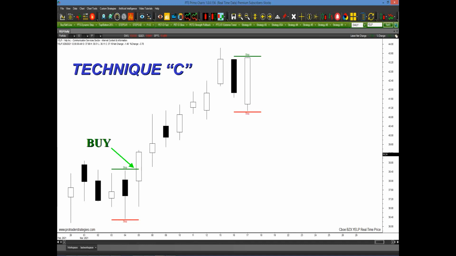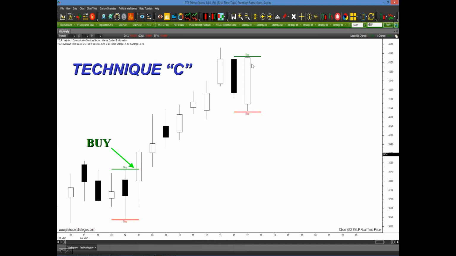Now, as we go higher, look what happens. Our next stop order that's generated is right here. So we'll move our stop, if we haven't exited the trade yet with a quick profit, we'll move it right here. But look what happened. There's also a buy stop at the top. So we have another coil here, another technique C.